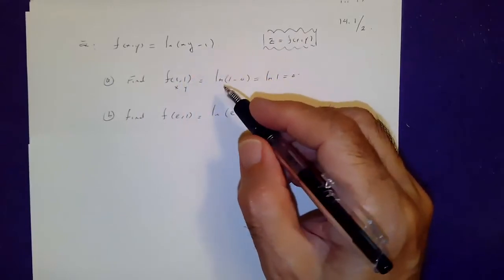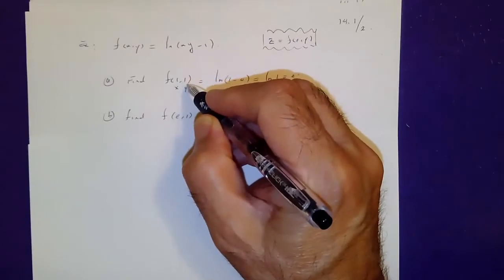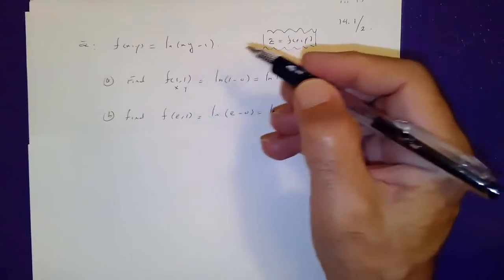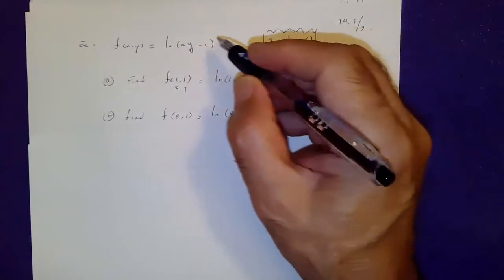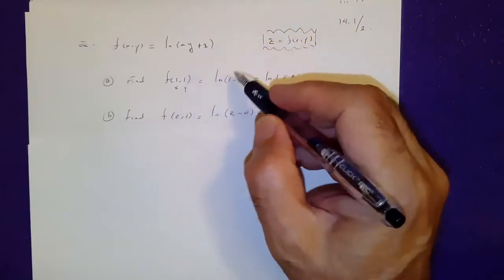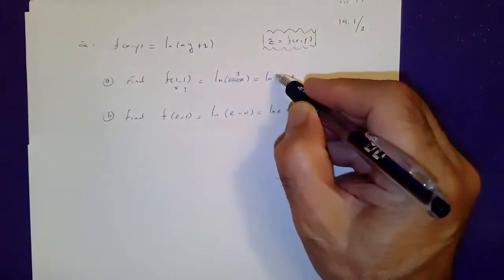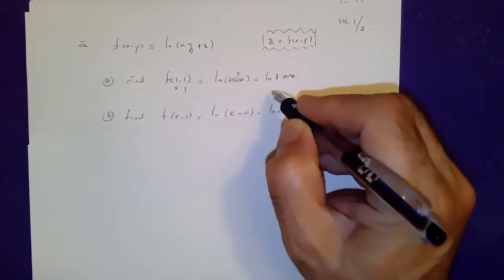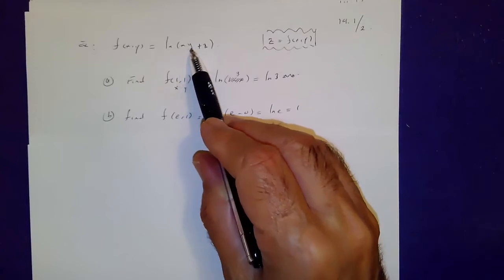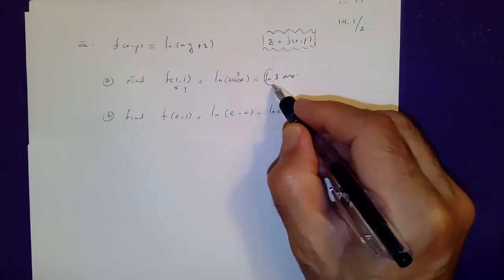Let's say this is, suppose this is just plus 2. So that would be natural log of 1 times 1 plus 2. That would give you natural log of 3. So natural log of 3 is the value of f(1, 1). When you replace this with 1 and that with 1, 1 times 1 is 1, 1 plus 2 is 3. So notice we get a real number. Do you all see it?